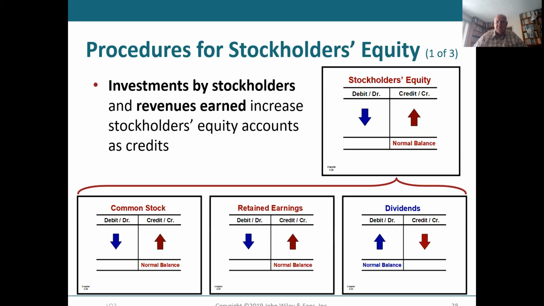Let's take a peek at stockholders' equity. Stockholders' equity has a normal credit balance. It goes up with a credit. And that brings us into our stockholders' equity details. Common stock is part of equity, so it is increased with a credit. Retained earnings are increased with a credit. Dividends are increased with a debit because that reduces stockholders' equity.